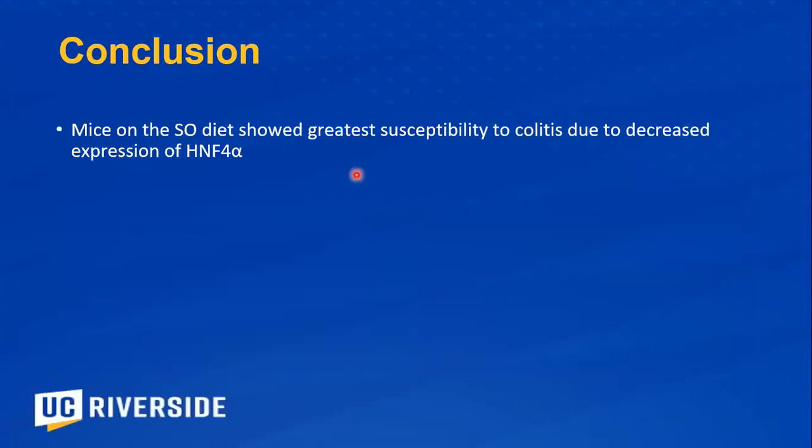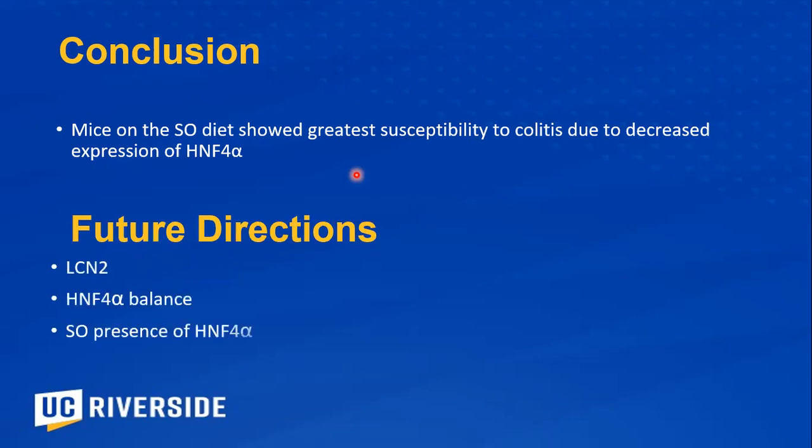The conclusion of this was that mice that were on the soybean oil diet showed the greatest susceptibility to colitis. This was because of the decreased expression of HNF4 alpha, as you saw on the previous slide, where soybean oil saw almost nothing come up on the bands. As far as where I want to take this in the future, I also wanted to look into this other marker called LCN2, which stands for lipocalin-2, and that is known as a fecal inflammation marker. We will use samples from the feces and look into whether there was any bleeding present.